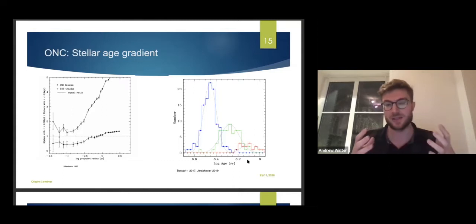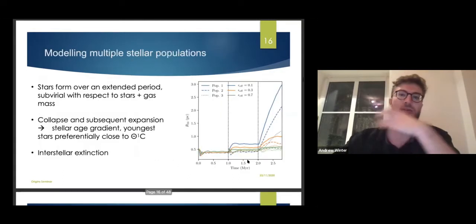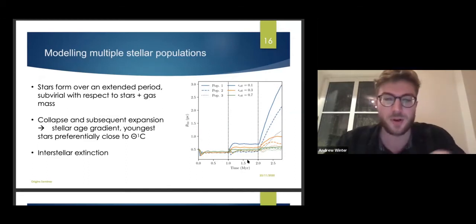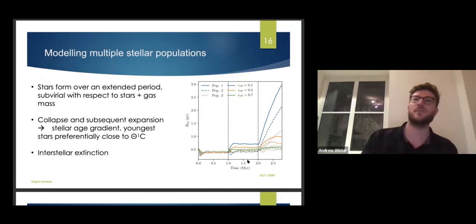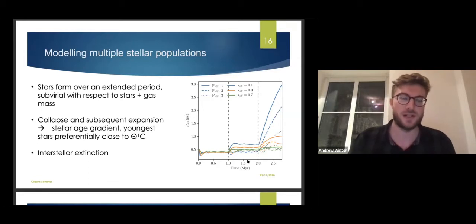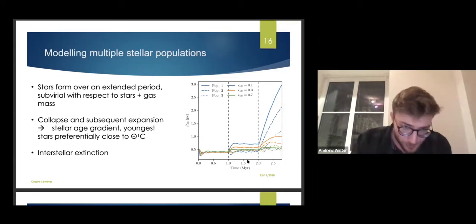So this might be a sort of bursty star formation going on over a period. And what I spent some time doing was to actually model this in terms of the N-body, and then coupling them again with the same viscous disk evolution model that I referred to earlier. So the idea is, if the stars form over an extended period, then there must be a gas reservoir from which they're forming.